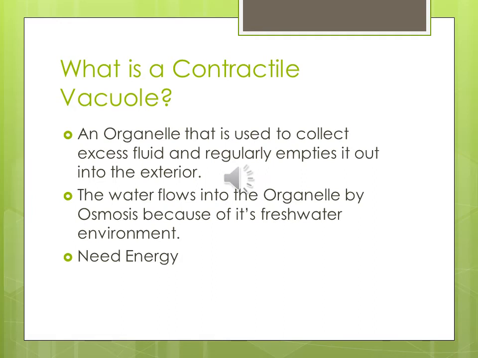What is a contractile vacuole? A contractile vacuole is an organelle that is used to collect and disperse of water. Contractile vacuoles do this process through osmosis because of the environment they dwell in. They are mostly found in freshwater areas, making the interior of the cell a higher concentration than the outside of the cell. Obviously, because contractile vacuoles have to expel water from the cytoplasm, it requires energy, which we call active transport.